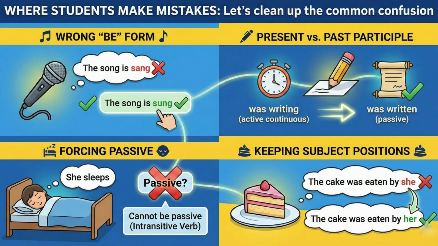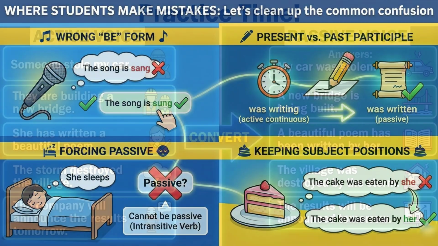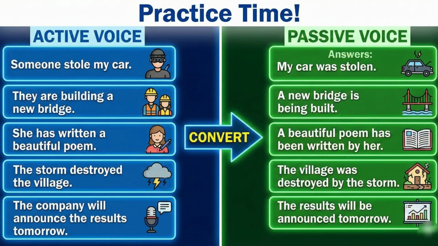Forcing passive where it doesn't exist. She sleeps, it cannot be passive. Keeping both subject positions. The cake was eaten by she. It's wrong. The cake was eaten by her. It's right. Practice time. Okay, your turn.